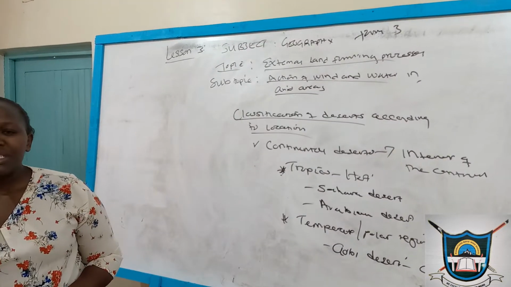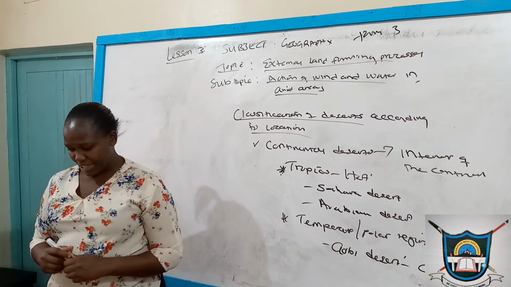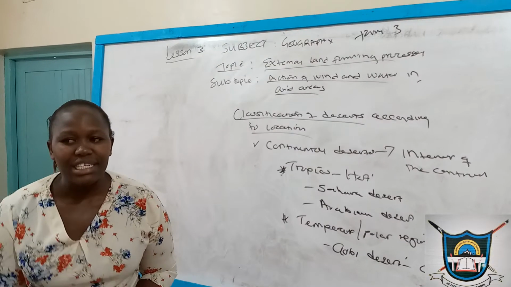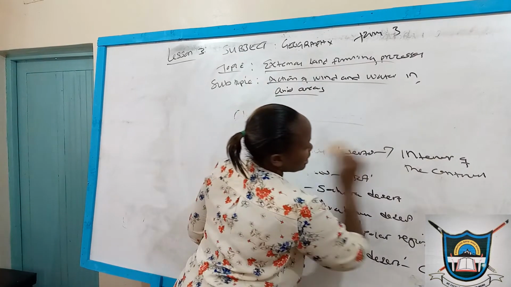Now, you can get other examples of these continental deserts that are found in the temperate and the polar region. Now, having looked at the classification of desert and the type of desert, we are now going to look at the action of wind in arid areas.